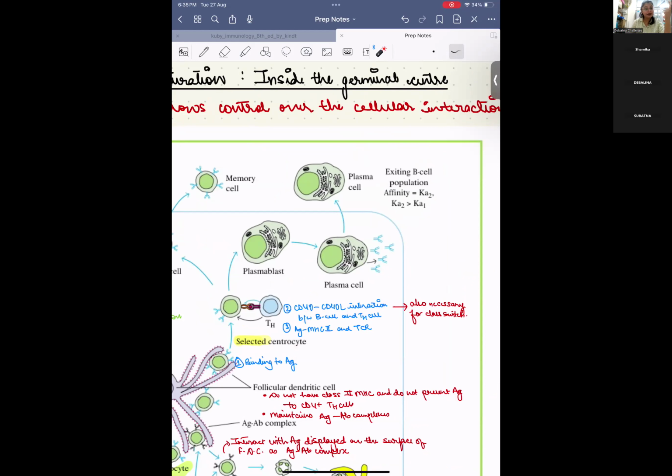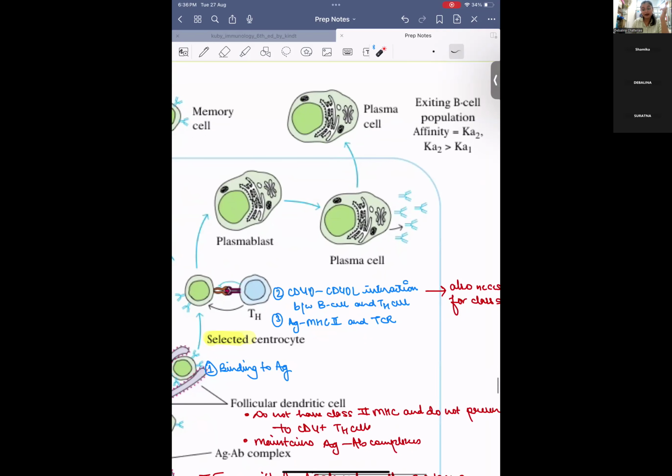Along with it, but now the B cell here is an antigen presenting cell, so it has MHC2 molecule. The antigen that was presented to it by the follicular dendritic cell, this B cell, the selected centrocyte, has internalized and now is presenting that antigen with the class 2 MHC molecule present on its surface. This presentation, the antigen MHC2 presentation to the TCRs, the T cell receptor present on the T helper cell.